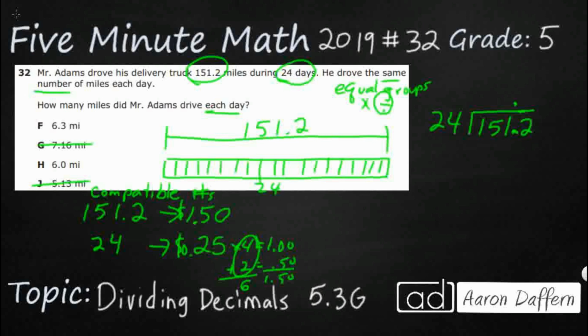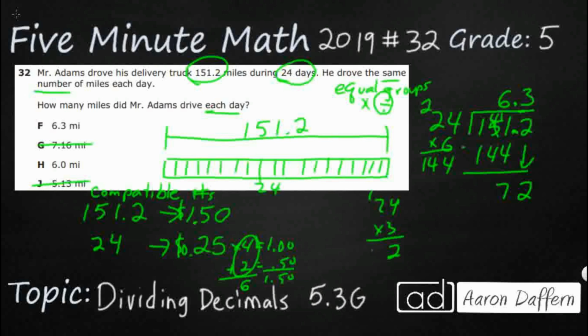24 goes into 151. We know that's going to be around 6 times. So let's see, that's going to be 4, and that is going to be 12. That's 144. So that is going to be, let's see, 7. Then bring this 2 down. So 24 is going to go into 72. That is going to go in 3 times. 24 times 3 is going to make that exactly 72. So the answer is going to be 6.3, F.